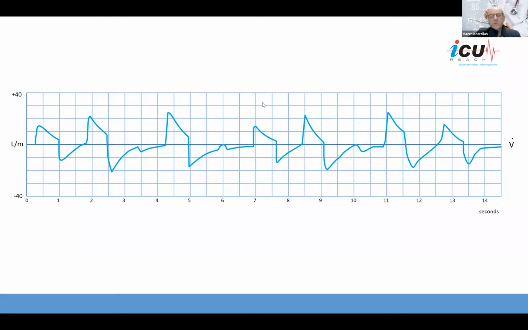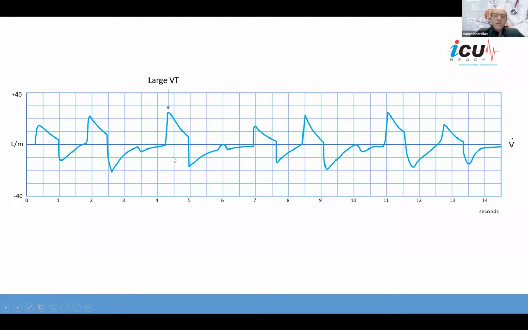Okay, so if we take a look at this one, what do we see? Well, yes, there's an effort here. There's another one here, and there's another one here. Well, this one was fine. You notice that you have variable flow: this flow is higher than this flow, and this flow is higher. When you have high flow, it is going to lead to large tidal volume. So this flow indicates that the patient is going to get large tidal volume.